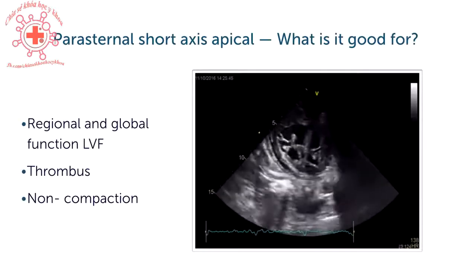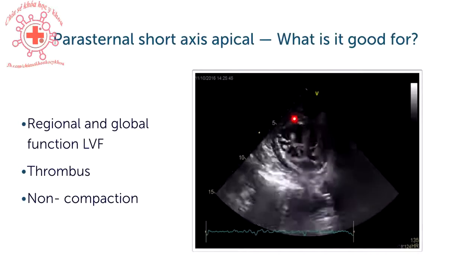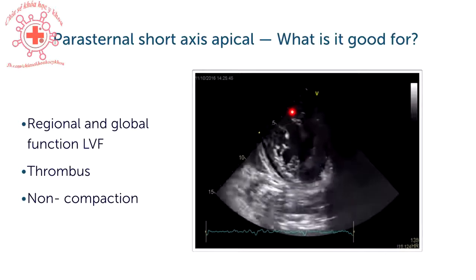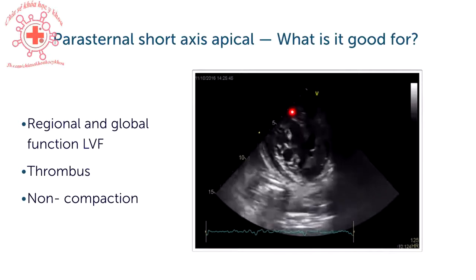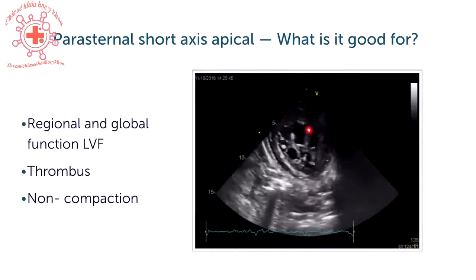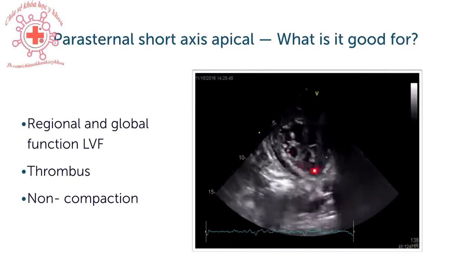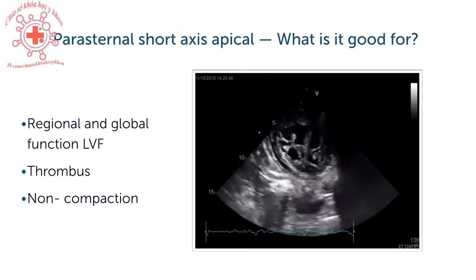It's good to look at regional wall motion abnormalities here, for example, to detect supraapical infarcts. You can look at a thrombus that might be present in this region. As a matter of fact, that's usually where a thrombus is located. And you can look at a pathology that we call non-compaction cardiomyopathy. Here you have a hypertrabeculated left ventricle, usually at the apex. It looks like a mesh here almost, a spongy myocardium, and that is often best seen in such a view.